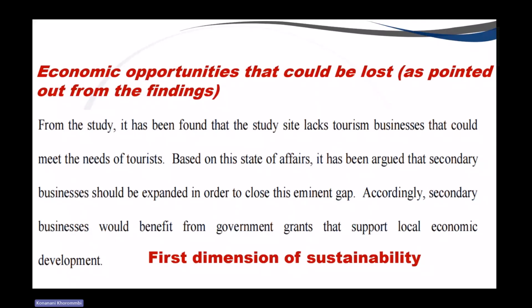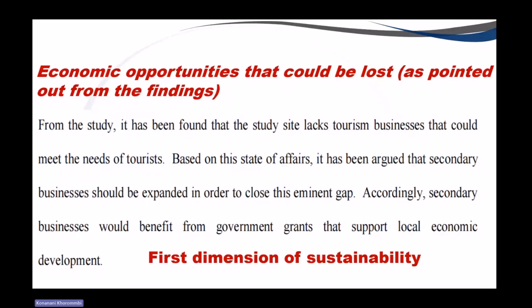So the first dimension of sustainability is the financial part or the economic dimension of the research object of the tourism development. And this has been identified as part and parcel of one of the objectives to be achieved. One objective is to contribute to social, economic, and environmental sustainability. So this is the economic dimension.